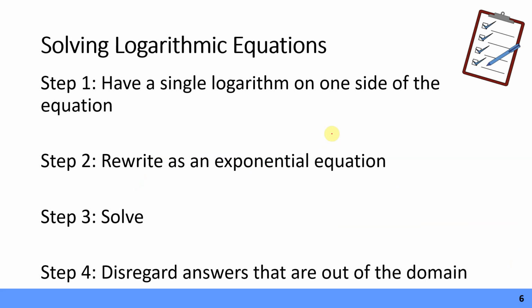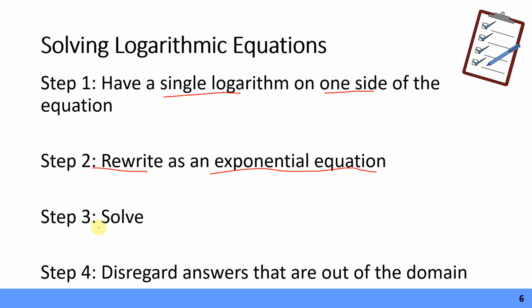So here are the steps we're going to use for solving logarithm equations. Step 1, we have to have a single logarithm on one side of the equation. Regardless, if we have 2 logarithms, we're going to have to combine them. We always have to have just one single logarithm on one side of the equation. Once we have a single log, we're going to have to rewrite the log as an exponential equation. If you forgot that, make sure you go back to your notes. We talked about how to convert a log into an exponential.